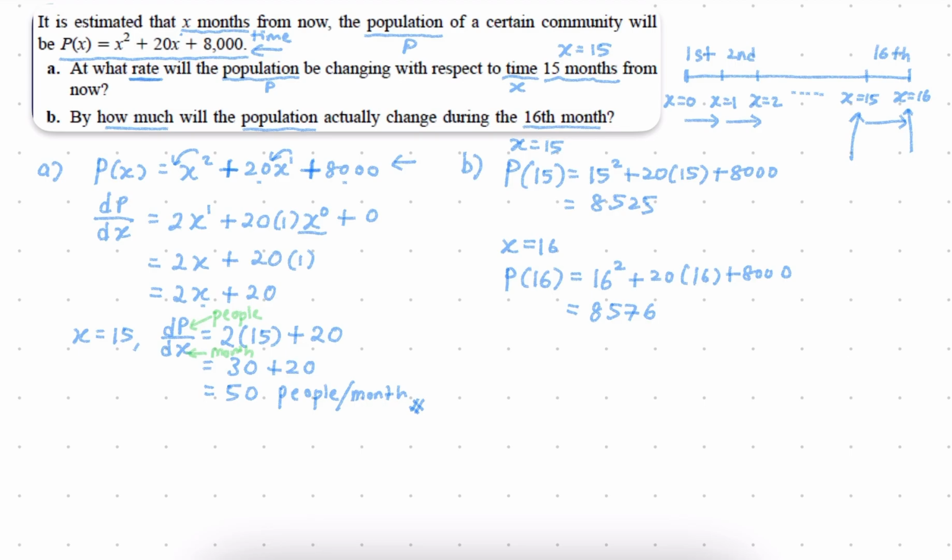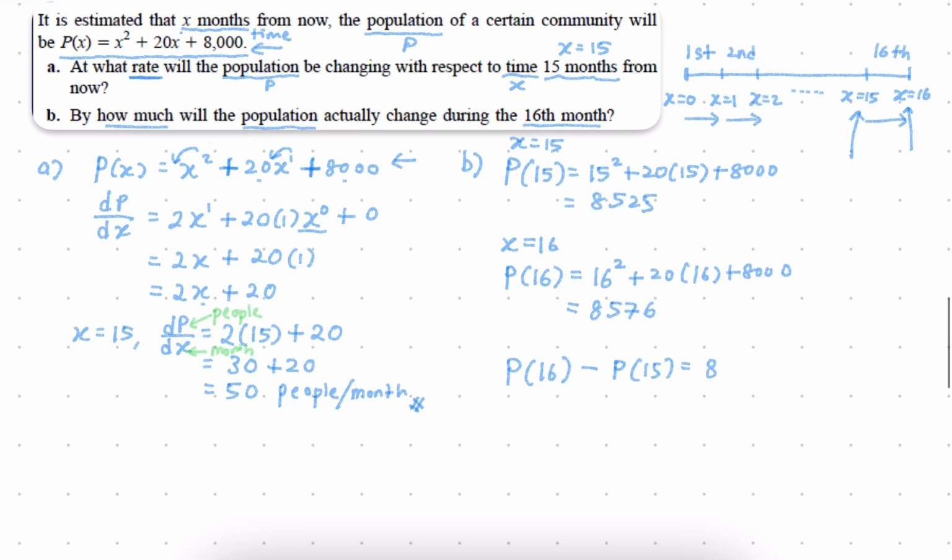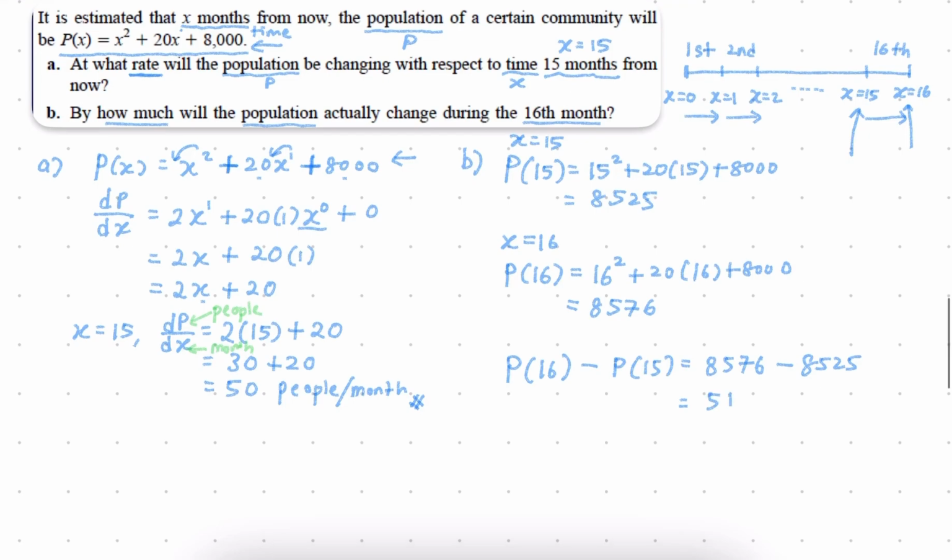So if I want to know during this month of 16, it means from x is 15 to x is 16, I can see the change, which I use the higher one, P16, minus P15. We found out that P16 is 8576, and minus P15, which we found out is actually 8525. So we do 8576 minus 8525, then we got 51.